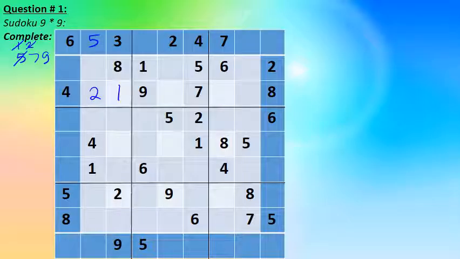Now 7. How many choices does 7 have? It has 2 choices, and 9 has 2 choices. Now we move to the second box, Abbas. What is it missing? 1, 2, 3, 4, 5, 6 and 8.